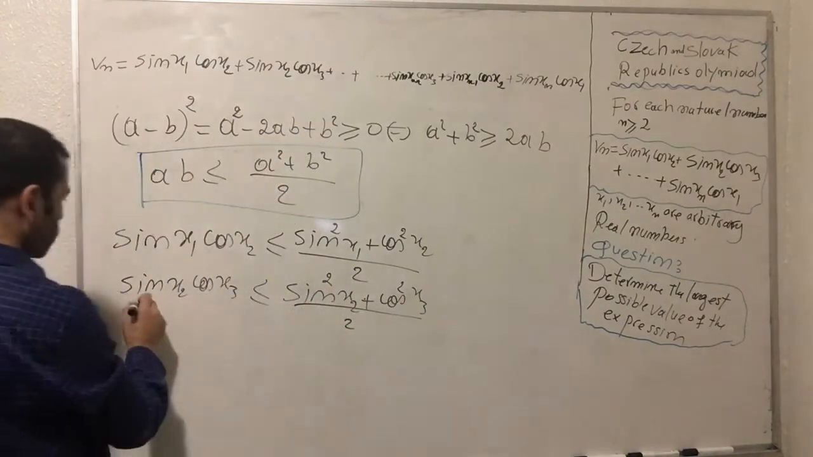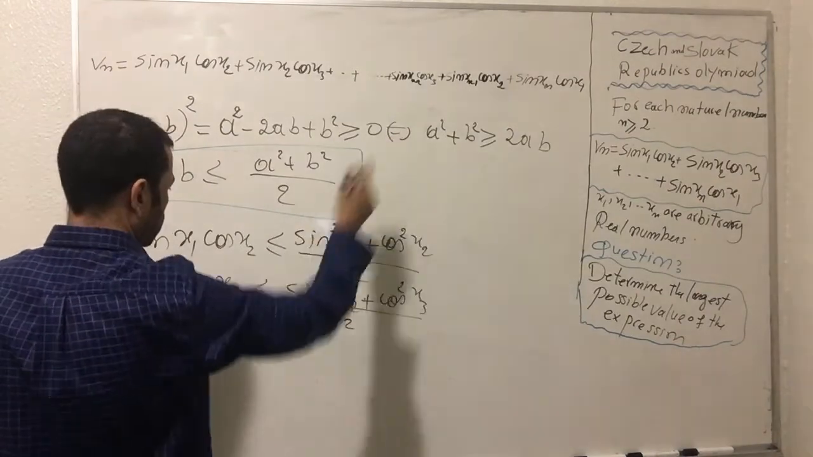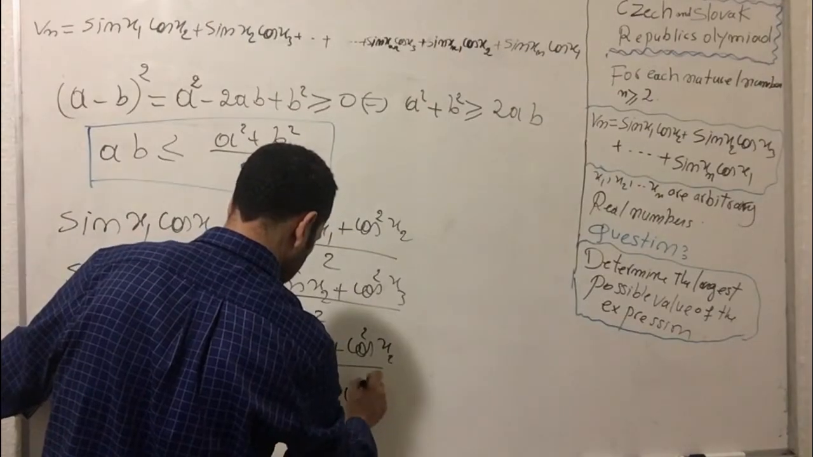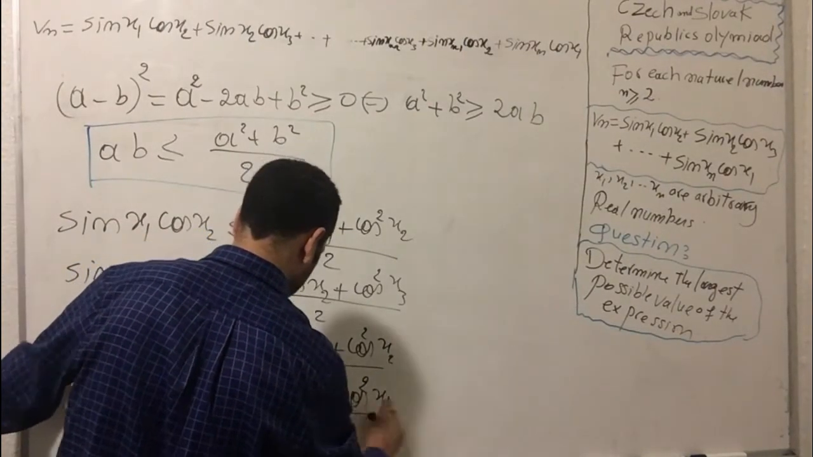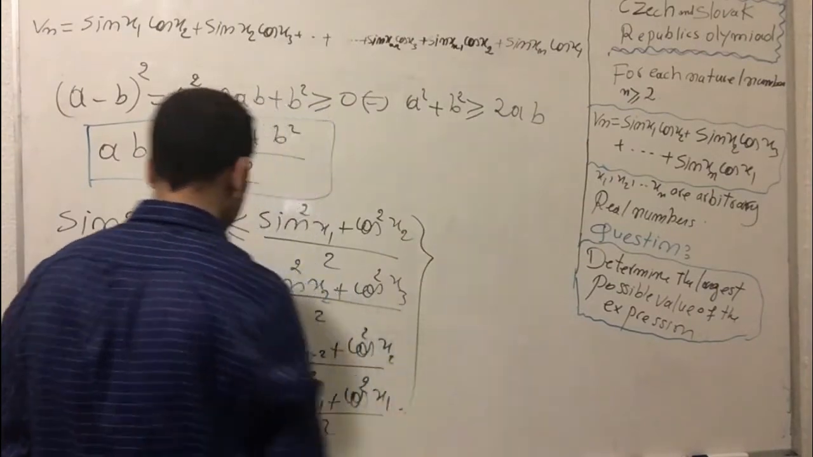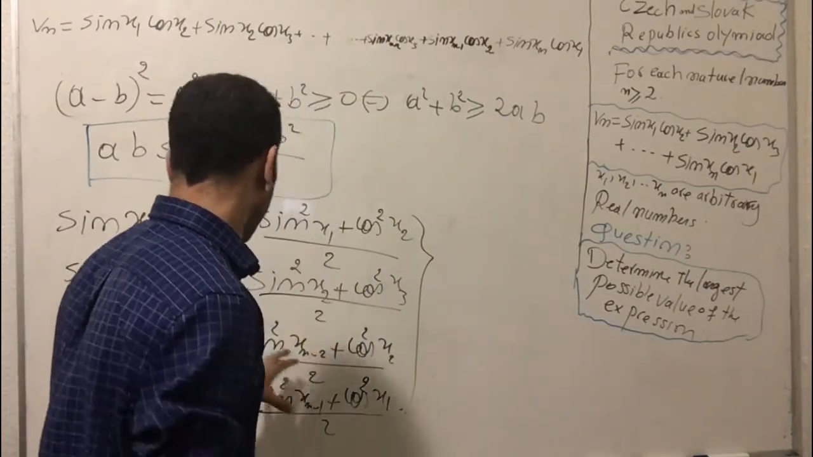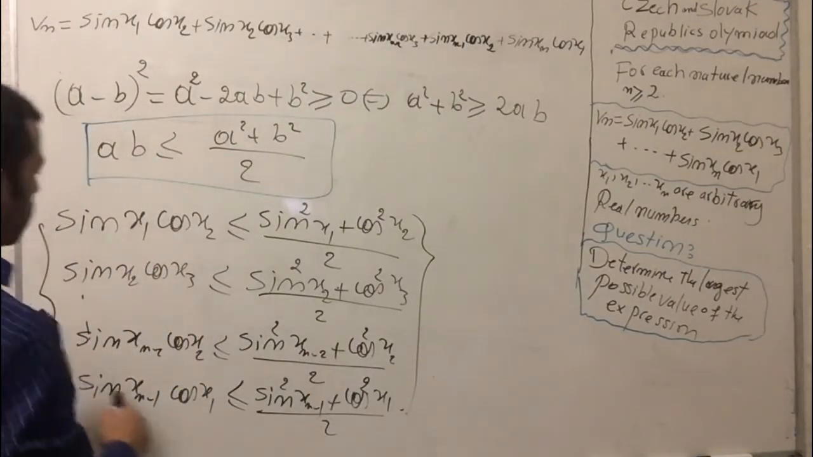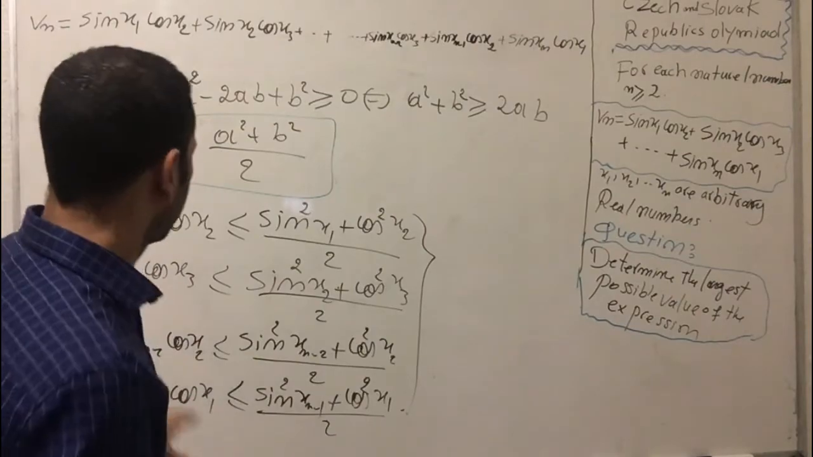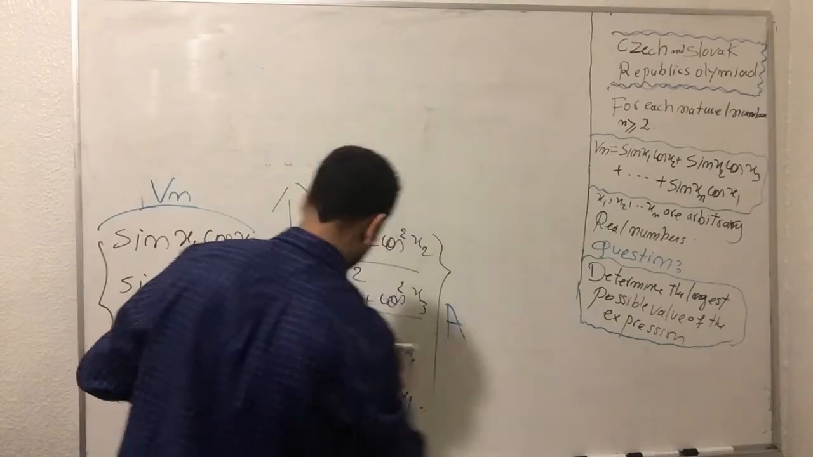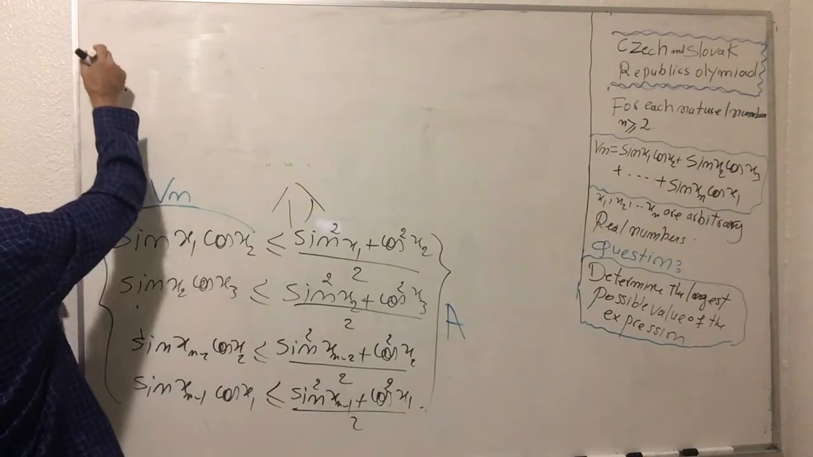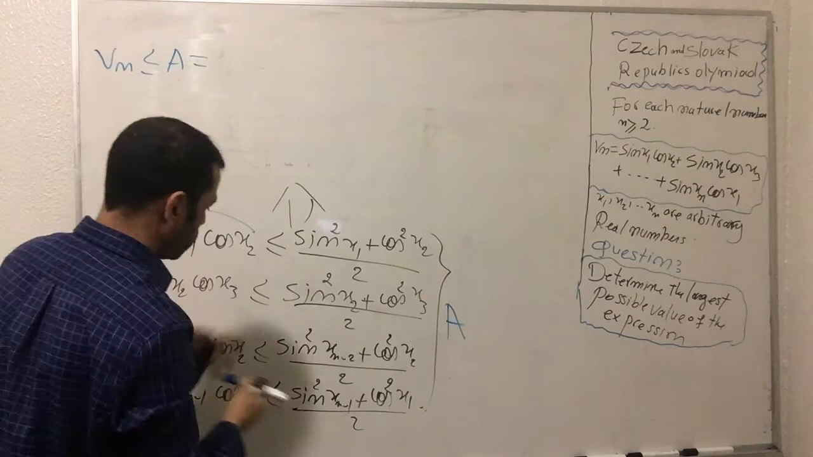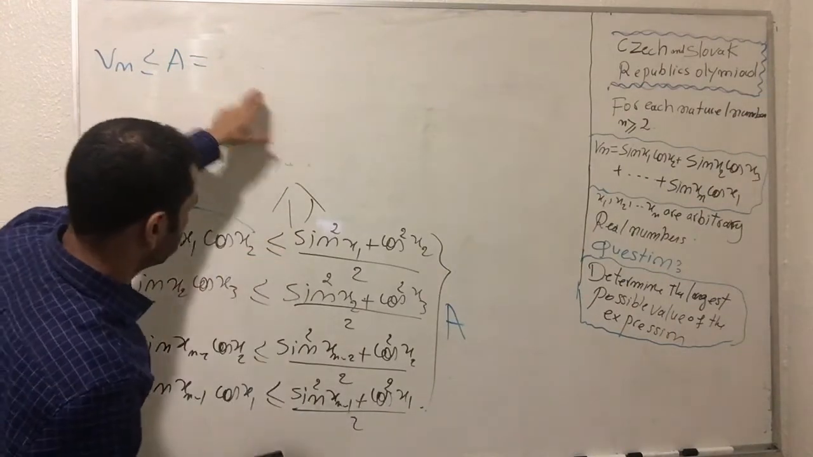And all the way down until you get the last term, sine x sub n times cosine x sub 1, bounded by sine squared x sub n plus cosine squared x sub 1 over 2. If I match these together, I will do the sum of these to see what it gives us. Call it capital A. As you see here, you have Vn is less than or equal to capital A. Capital A, I'm going to bring this one at the top, as you see it here.